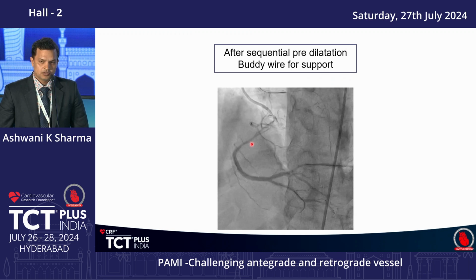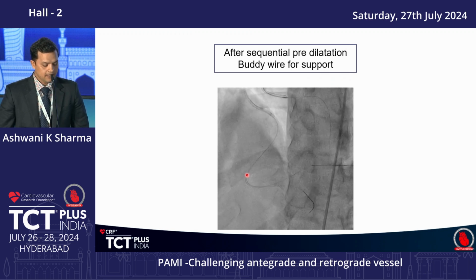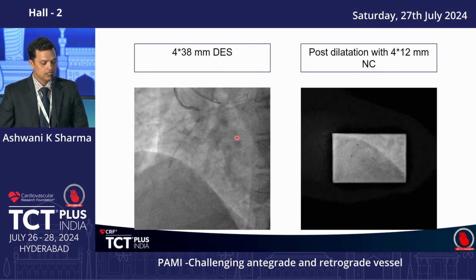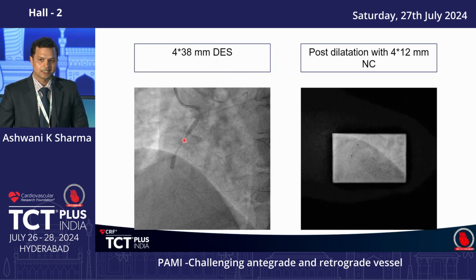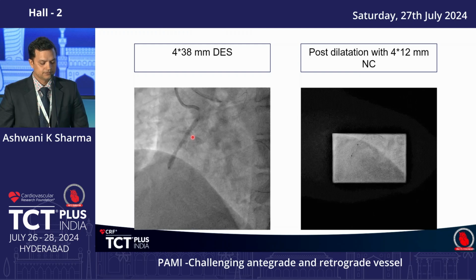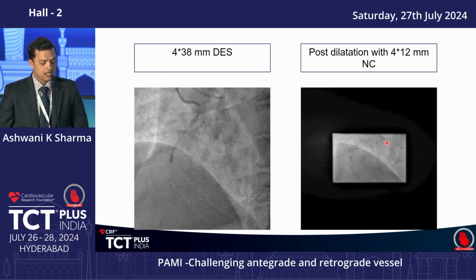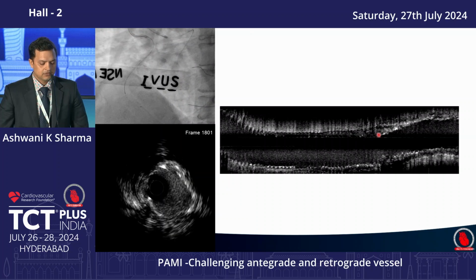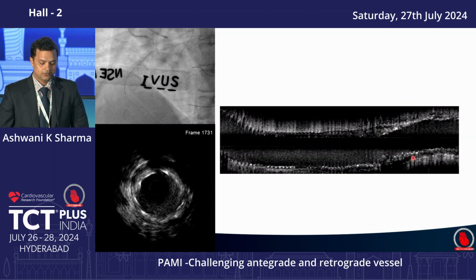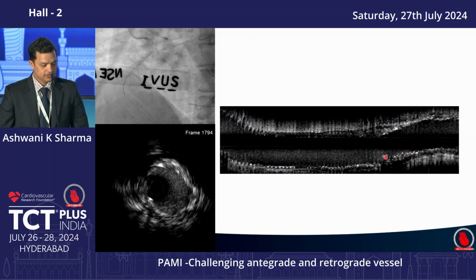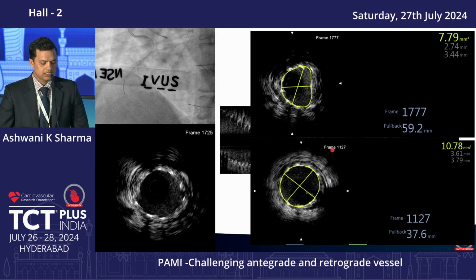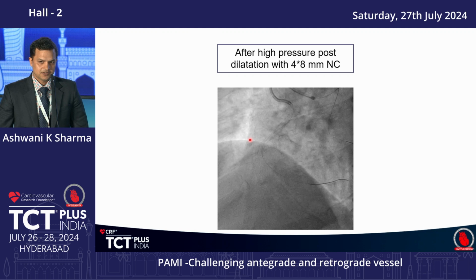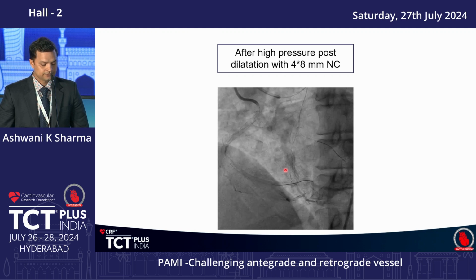Sequential predilatation could be performed with the help of buddy wire only, and after predilatation this was the angiogram. A long and high diameter stent was deployed. It was post-dilated, and after post-dilatation IVUS was performed. What I can see is that there was under expansion and malapposition in the distal part of the stent. It was further post-dilated at high pressure, and the final angiogram as well as IVUS assessment were satisfactory to me.